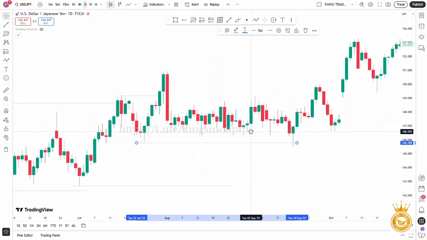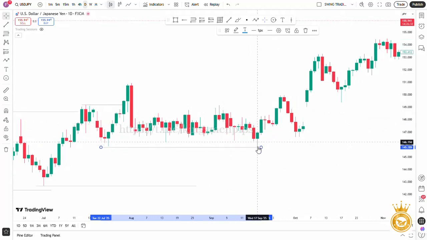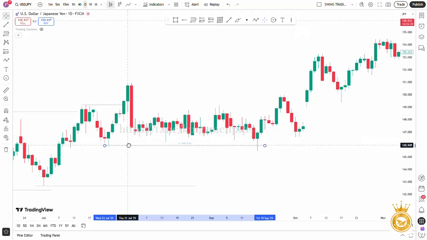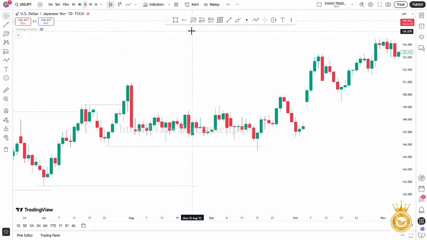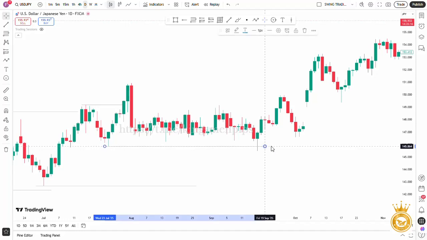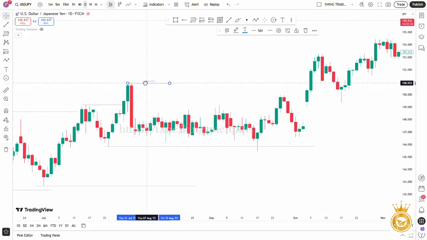So we extend, and you can see that it's just the wick that breaks. And when a wick breaks a particular line, it doesn't count. It doesn't count. You understand? So that's it. Except when the real body of the candle comes in and closes below the line, that is when it matters. So let's have this here again. Let's extend this line.